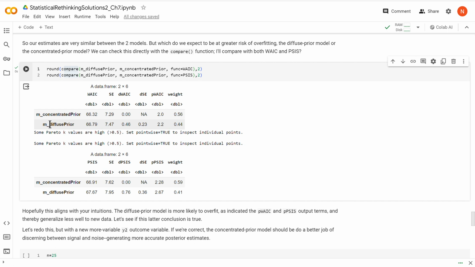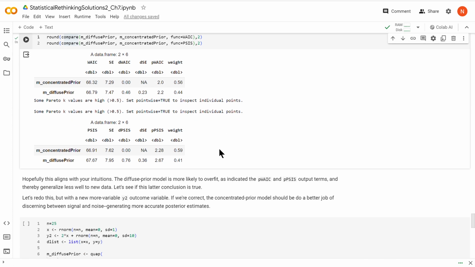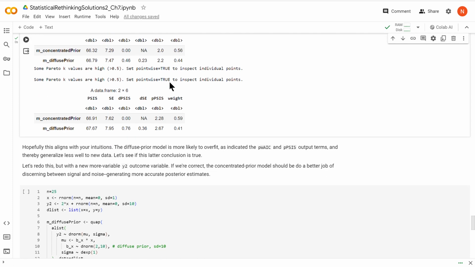And again, I think there might be an important lesson here, which is that with all of these methods, we never have ground truth. It's really a beautiful philosophical point. We never have ground truth when we're doing these things, right? We are doing our best to estimate things that we do not know and have no reference to verify in some absolute sense. So anyway, this is the expected outcome of this compare function, okay, that the more concentrated prior has a lower overfitting risk, okay, and that aligns with our intuition.